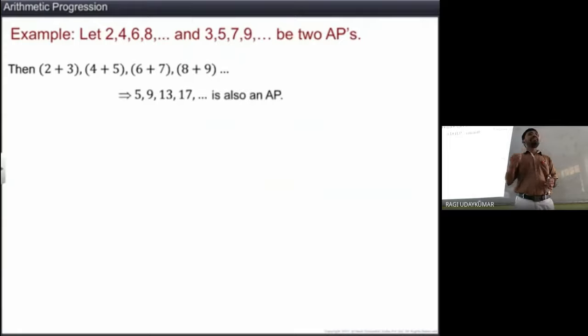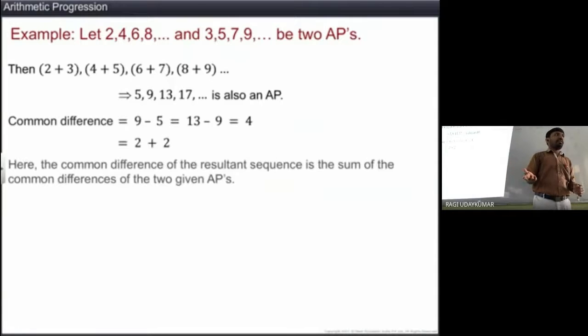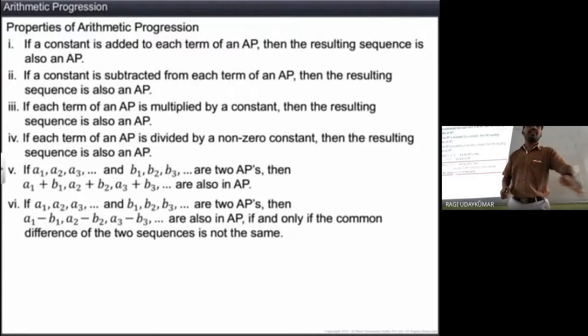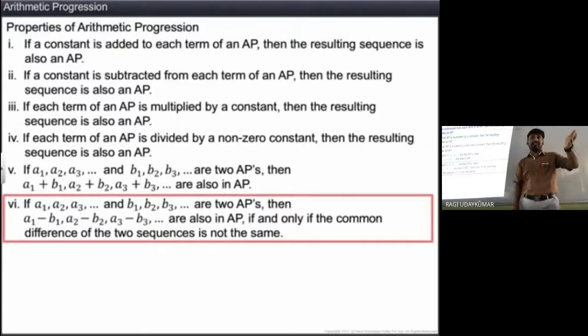5, 9, 13. So the common difference we get here is 4, the sum of the two common differences. Here the common difference is 2 in the first one, and in the second also the common difference is 2. So the resulting common difference is the sum of the common differences of the two arithmetic progressions. That means if the first common difference is 5 and the second common difference is 3, then the new resulting sequence's common difference will be 8.